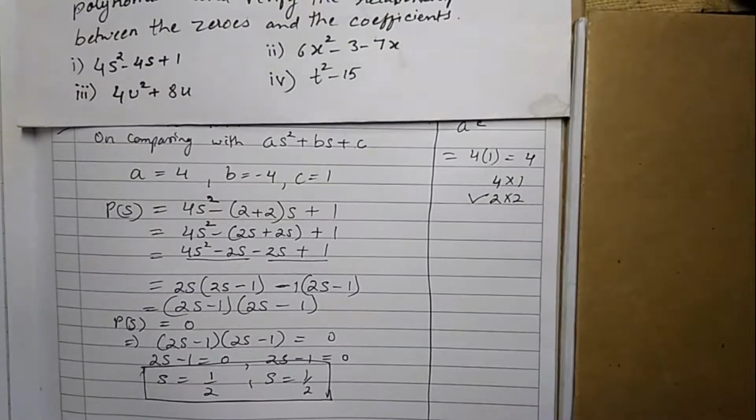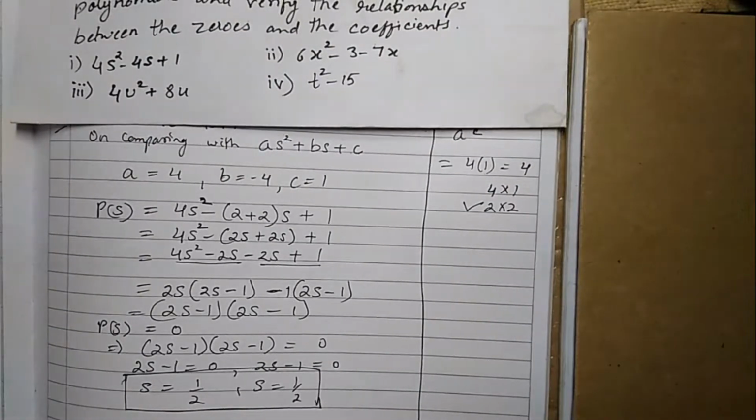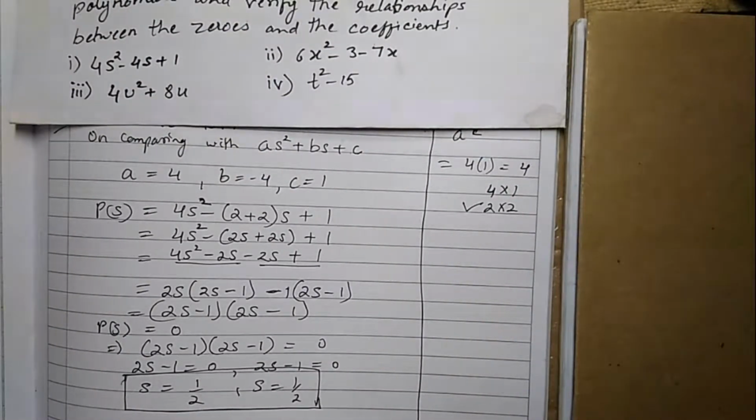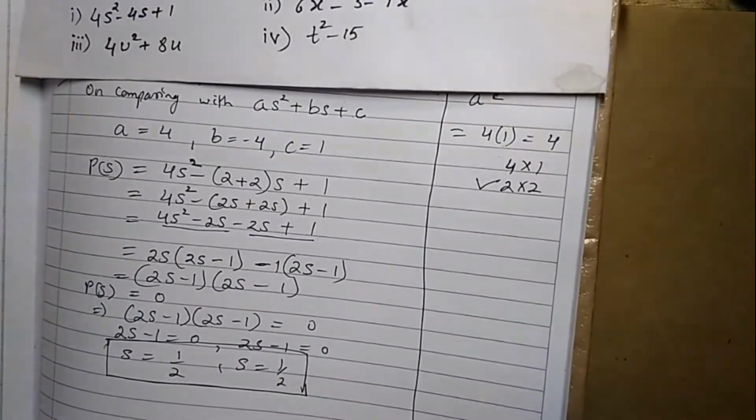Now our next step is to verify the sum of zeros and the product of zeros with the coefficients. We have to verify the relationships.